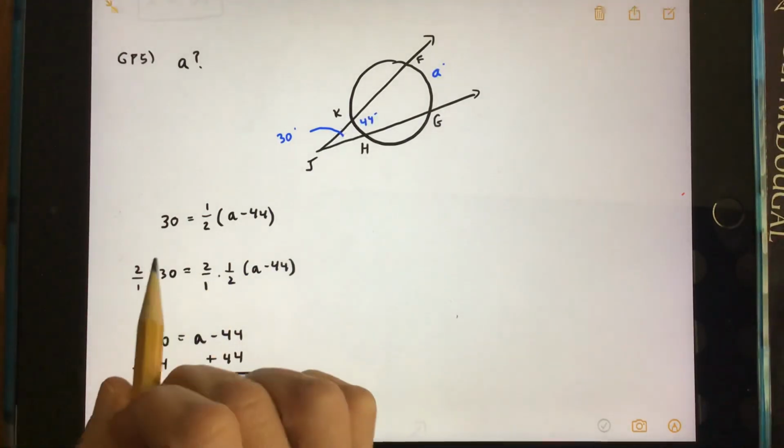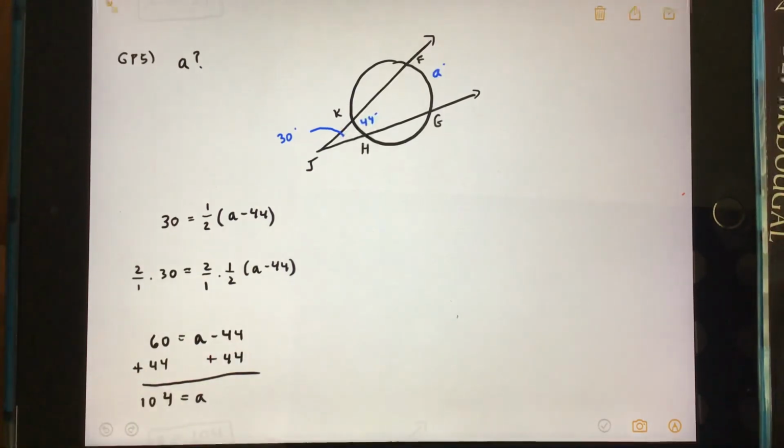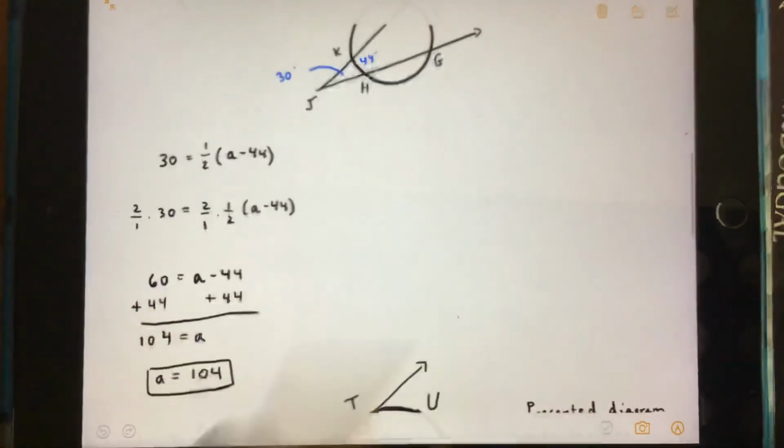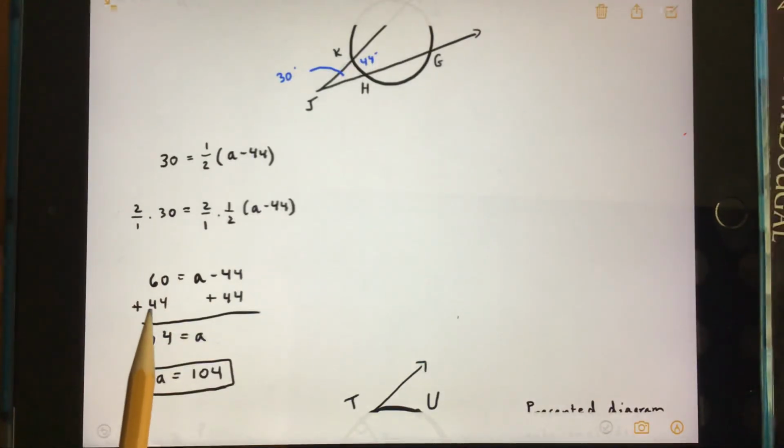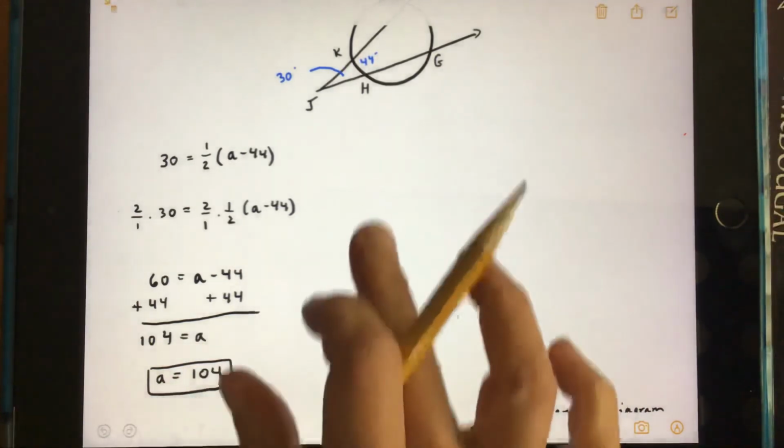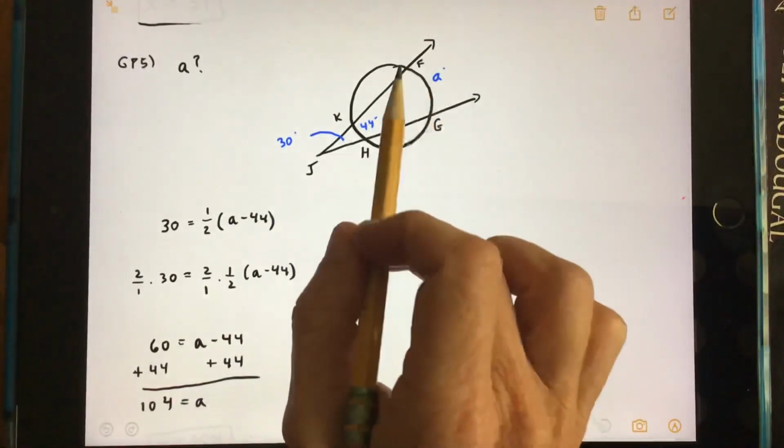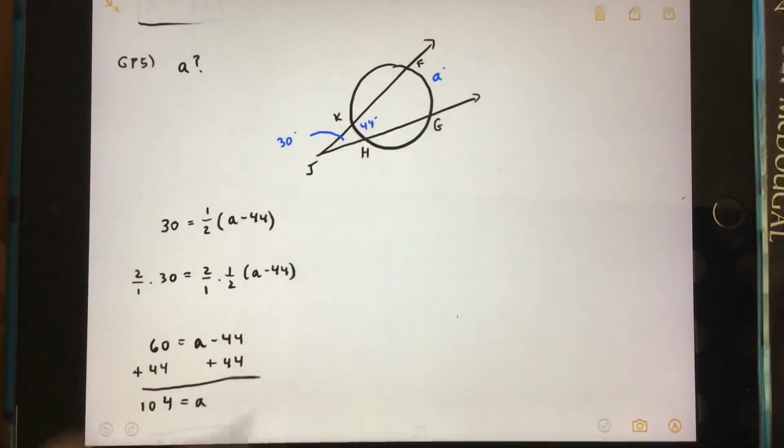So that's what my equation says. 30 equals 1/2 times A minus 44. I'm going to solve for A. First, I'll multiply both sides by 2. And then I'll have 60 equals A minus 44. Add 44 to both sides, and 104 is equal to A. So that means that the number of degrees for this arc here is 104 degrees.